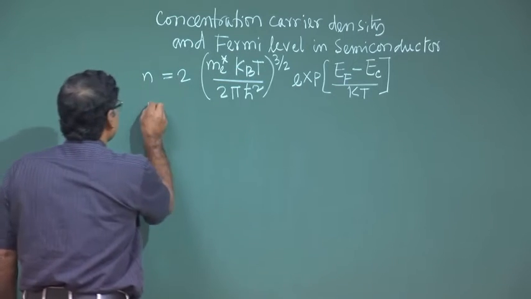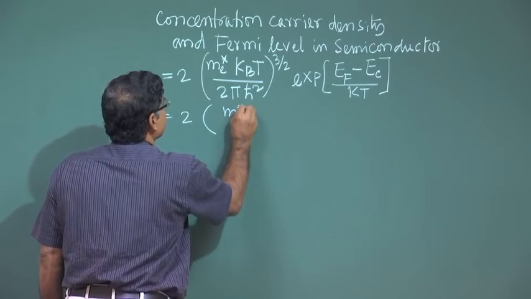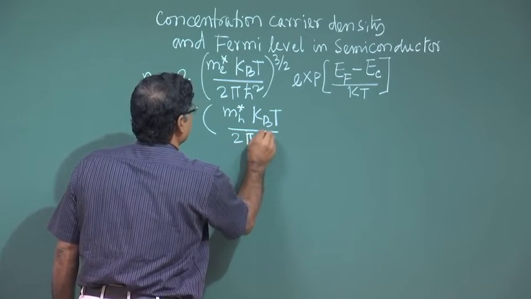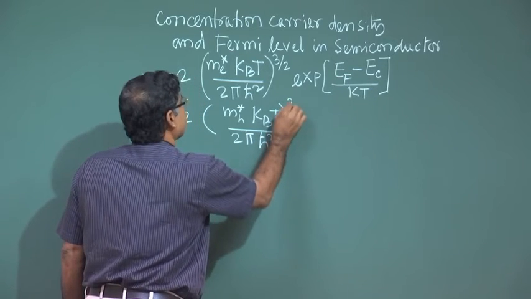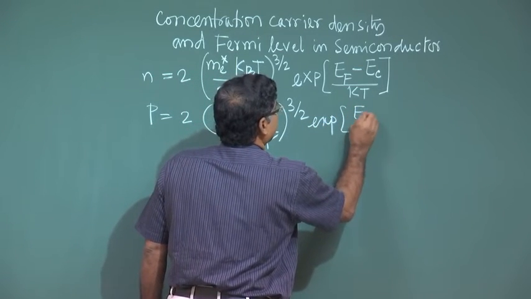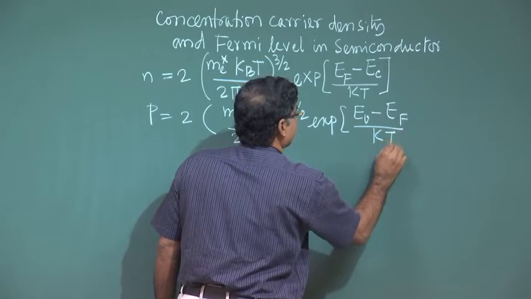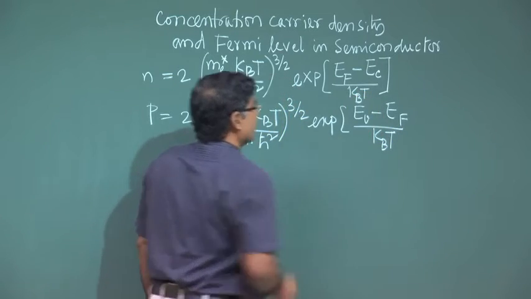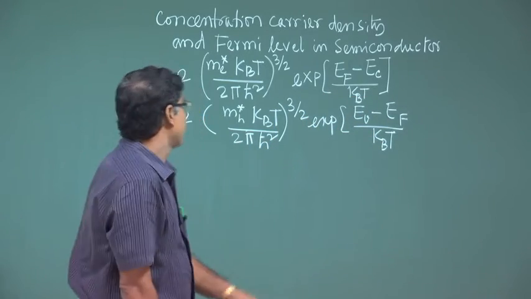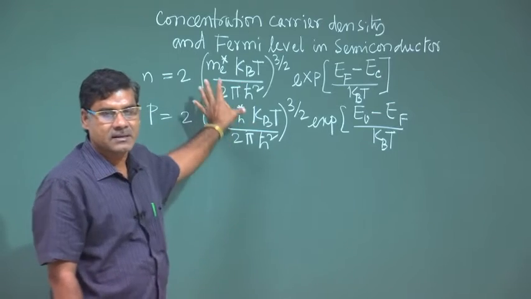And for hole concentration p equal to 2, just m_h star k_B T by 2 pi h cross square to the power 3 by 2, exponential E_v minus E_F by k_B T. So somewhere I am writing k, somewhere k_B, but it is the Boltzmann constant, and also sometimes I am writing m_e star, or sometimes not writing, but that is the effective mass.